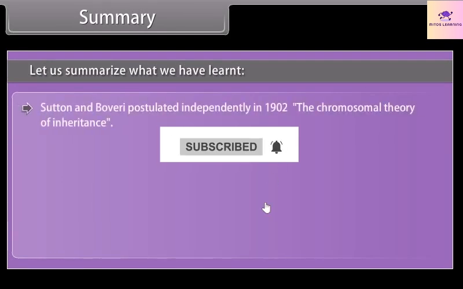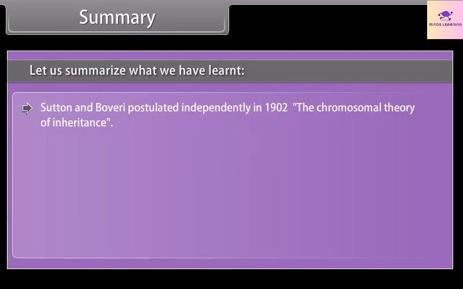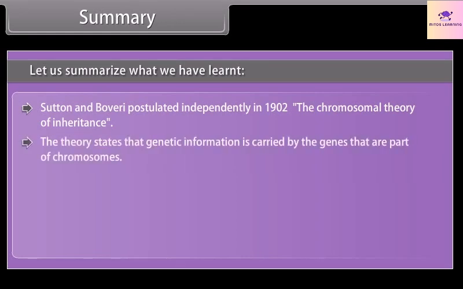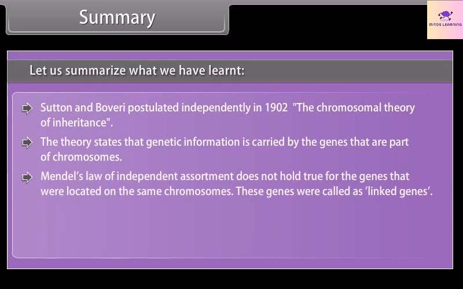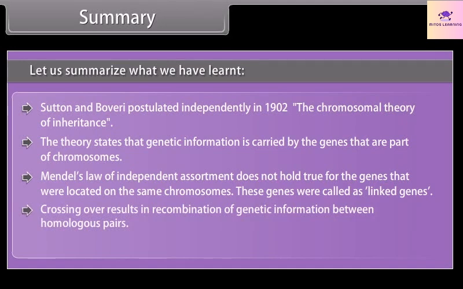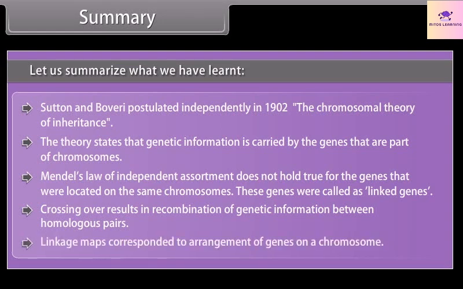Sutton and Boveri postulated independently in 1902 the chromosomal theory of inheritance. The theory states that genetic information is carried by the genes that are part of chromosomes. Mendel's law of independent assortment does not hold true for the genes that are located on the same chromosome. These genes are called linked genes. Crossing over results in recombination of genetic information between homologous pairs. Linkage maps correspond to the arrangement of genes on a chromosome.